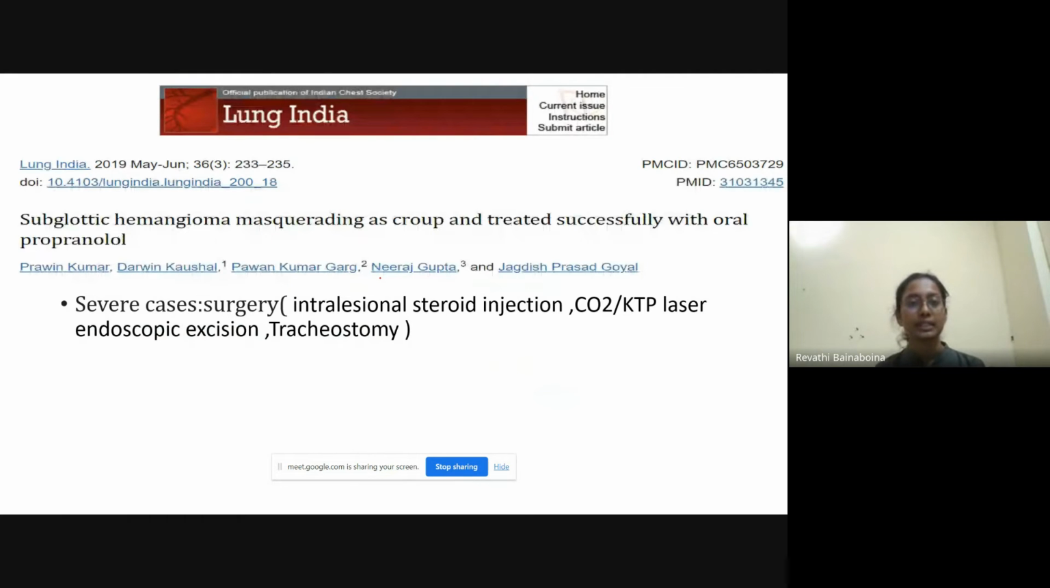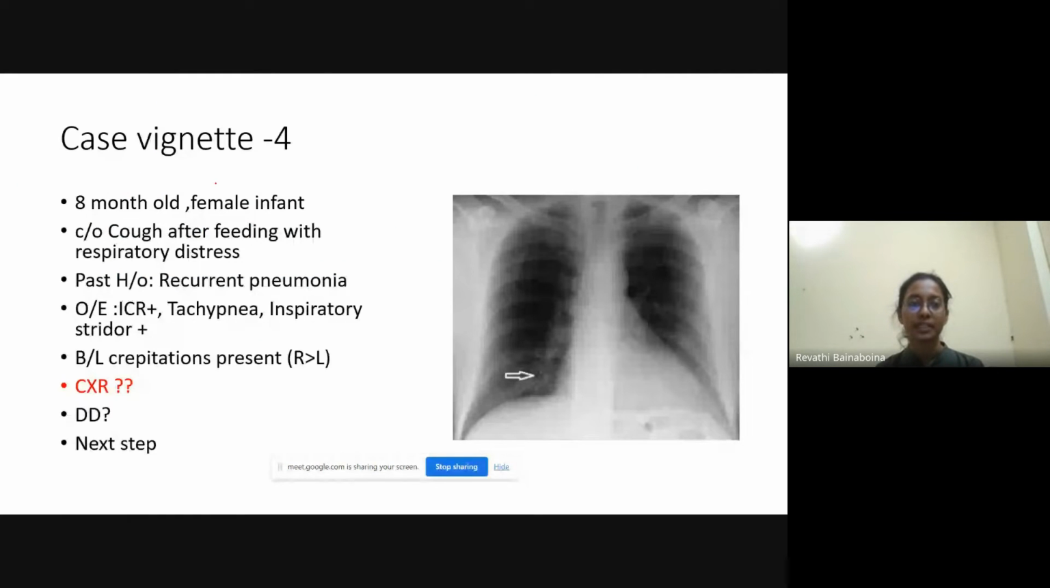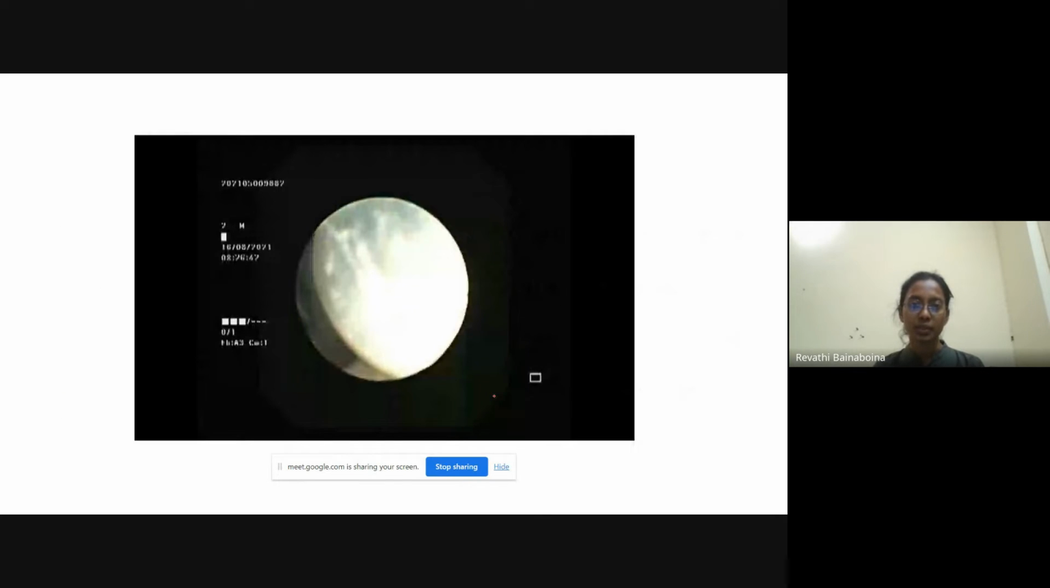This is another case, an 8-month-old female infant presented with complaints of cough after feeding with respiratory distress since then. There is a past history of recurrent pneumonias. On examination, intercostal retractions, tachypnea, and inspiratory stridor are present. Bilateral crepitations were present, more on the right side. Chest X-ray is suggestive of infiltrates on the right side, extending into the right lower lobe. So this is the bronchoscopy of the patient.